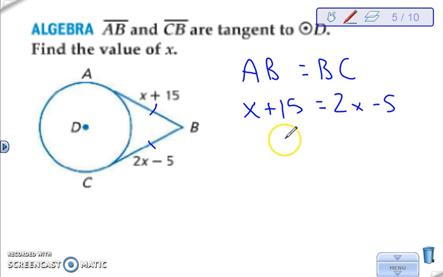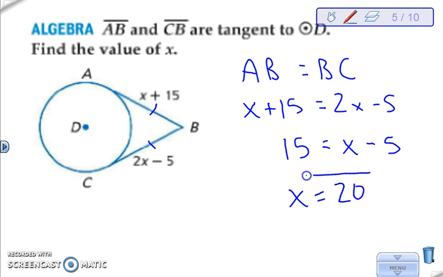And now we solve. So of course we subtract our x and then add the 5. And we get that x equals 20.